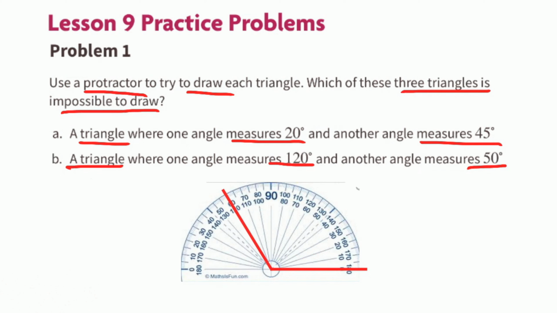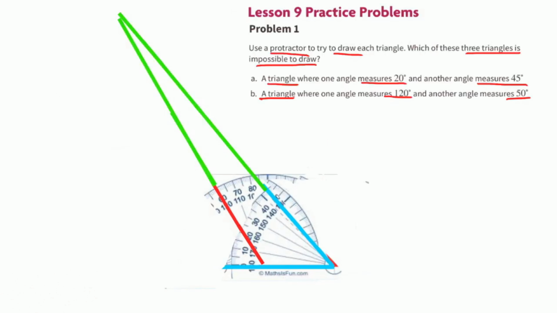B. A triangle where one angle measures 120 degrees and the other angle measures 50 degrees. This angle's 120 degrees and this angle's 50 degrees. Now we can slide them over and see if we can fit them together to form a triangle. The green lines represent where these two lines would eventually meet to form a triangle.